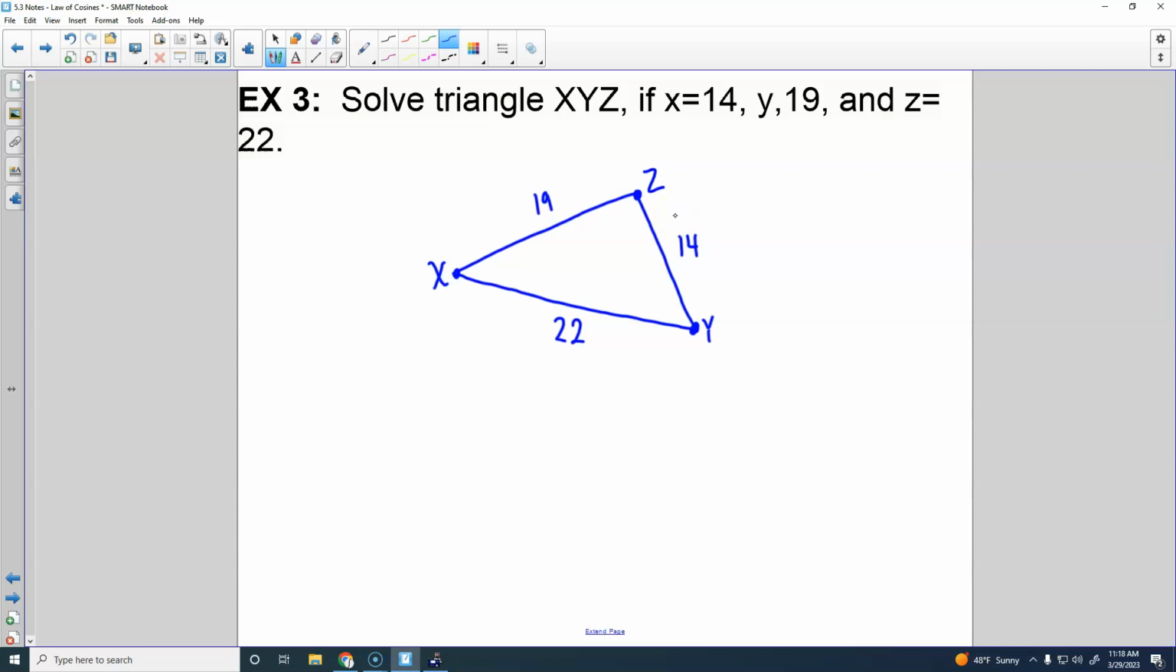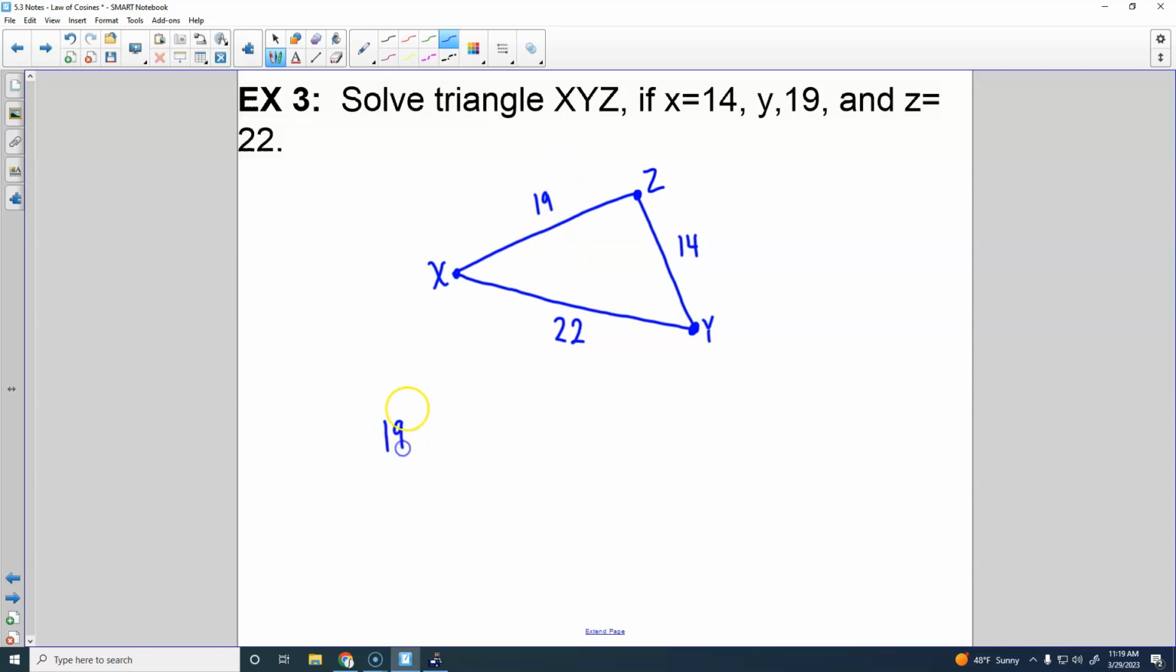It doesn't matter which one we want to solve for first. So Lily, which one do you want to pick, X, Y, or Z? Y. Okay, so we're going to choose Y first, and we're just choosing that because Lily said so. It really doesn't matter which one you pick first. There's not one that's easier to do than the others. So if we're going to do Y, we need to look at the side across from Y, which is 19.